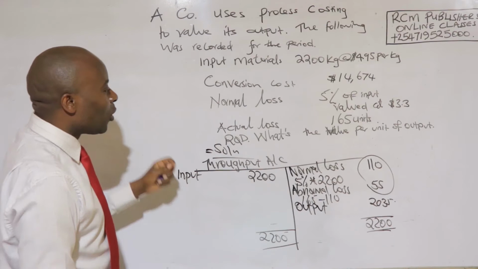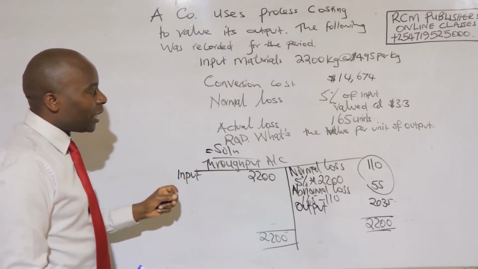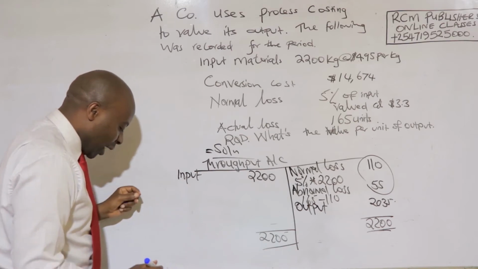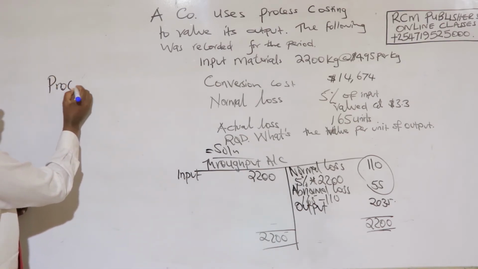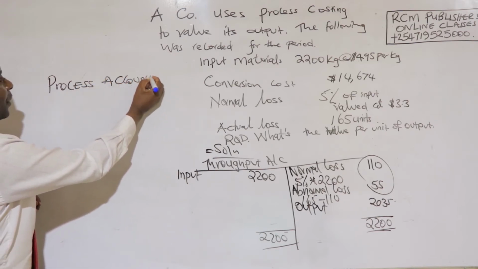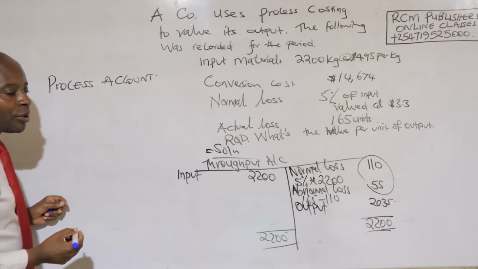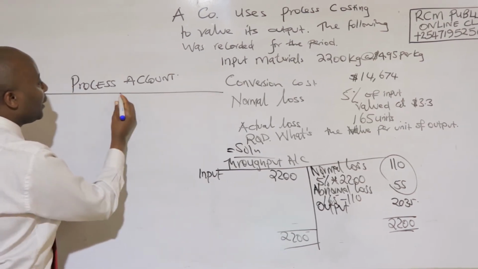Now, ladies and gentlemen, having gotten this particular account complete and balancing like that, we can go to the next step, which is the process account. So we have here process account. How will this process account look, ladies and gentlemen? My process account will look like this.